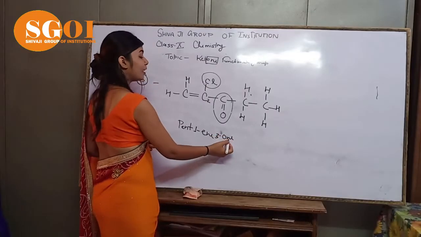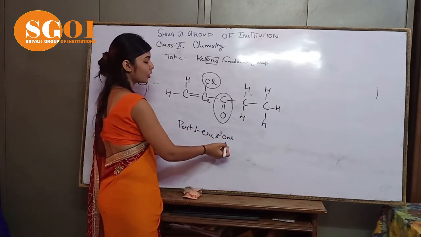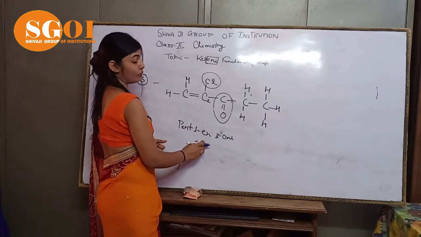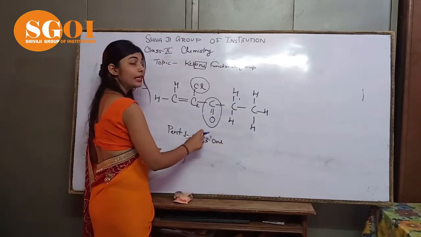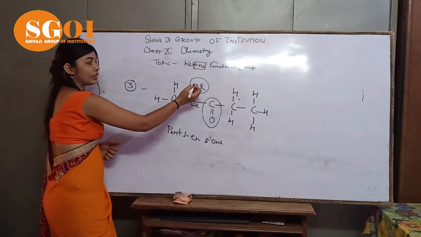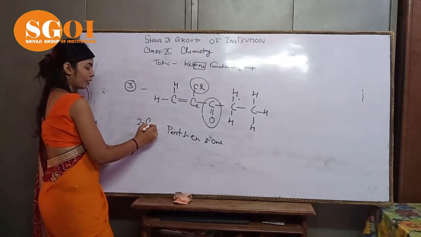But here it contains on just because of the ketone functional group. That is why you remove E from ene. Why? Because for ketone functional group, when we add on, E is removed from that position. And second position has the Cl functional group, that is why you use 2 chloro.